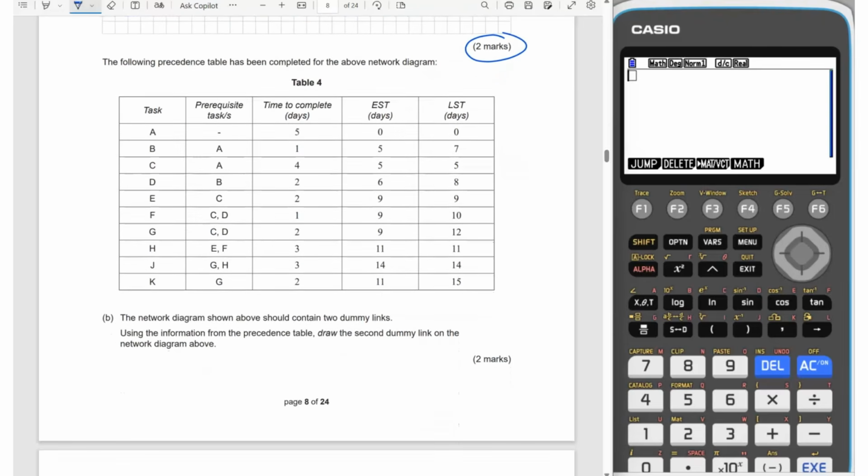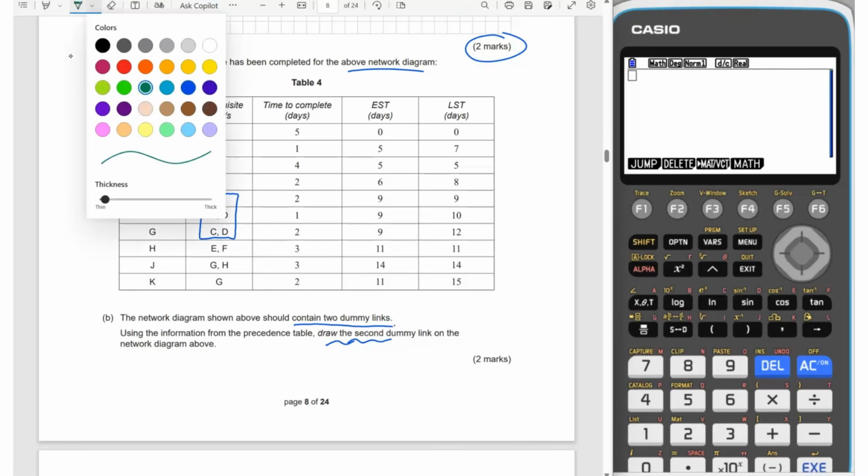But come down here, they've got the precedence table has been completed. Now it is for the above network diagram, and so they've got the EST is your early start time, LST is your latest start time, and it's saying that the network diagram above should have 2 dummy links, and it's saying use the information in the table to find and draw the second dummy link. So if you look through, remember that a dummy link is required when some tasks have some but not all prerequisites the same. So for instance, here's our C with our CD one that is actually up above, and then the one that we do need, I might do this one in a different color.